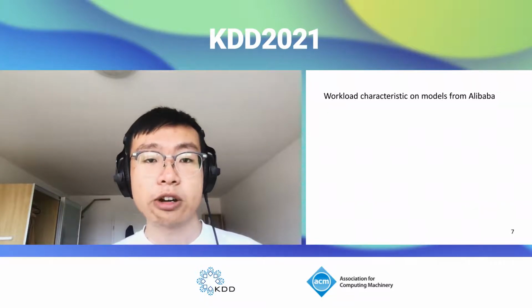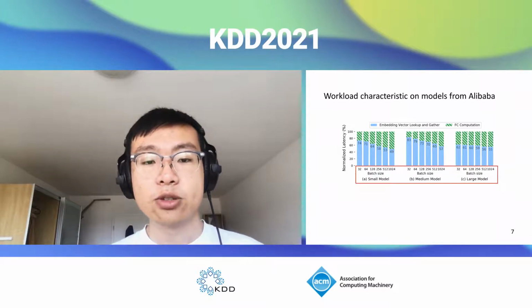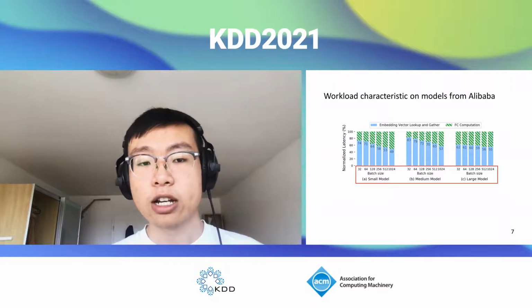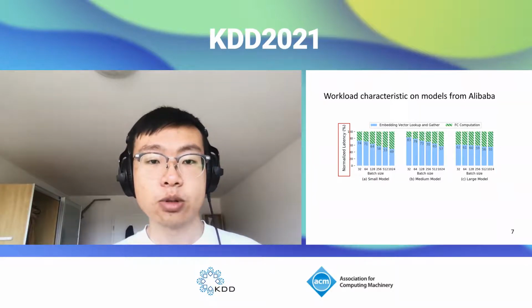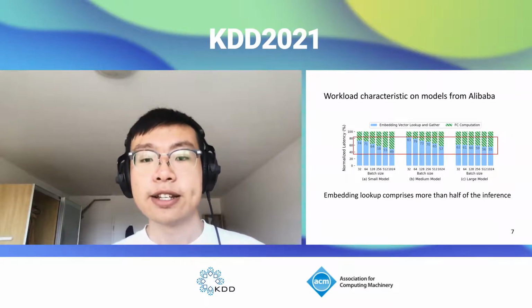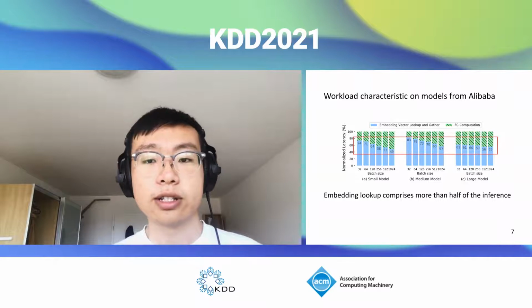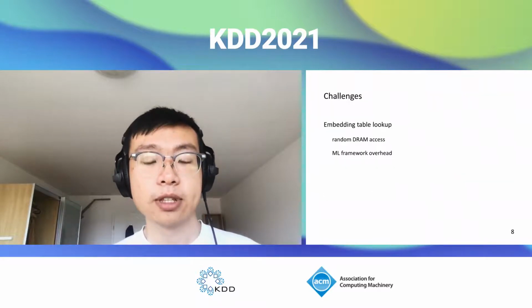So we did some workload characterization on 3 models from Alibaba. The model size ranges from 1 GB to over 100 GB. On the y-axis is the normalized latency. The blue part is the embedding layer's time consumption, and the green part is the fully connected layer's time consumption. As you can see in the numbers here, over half of the time is actually spent on the embedding layer. So it's quite a significant bottleneck. Now we know that the embedding table lookup is one challenge because of the DRAM access and the machine learning framework overhead.